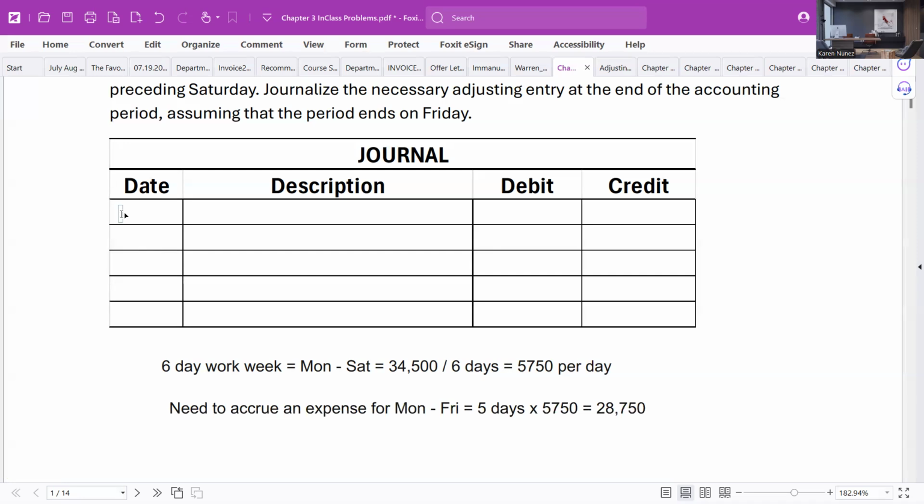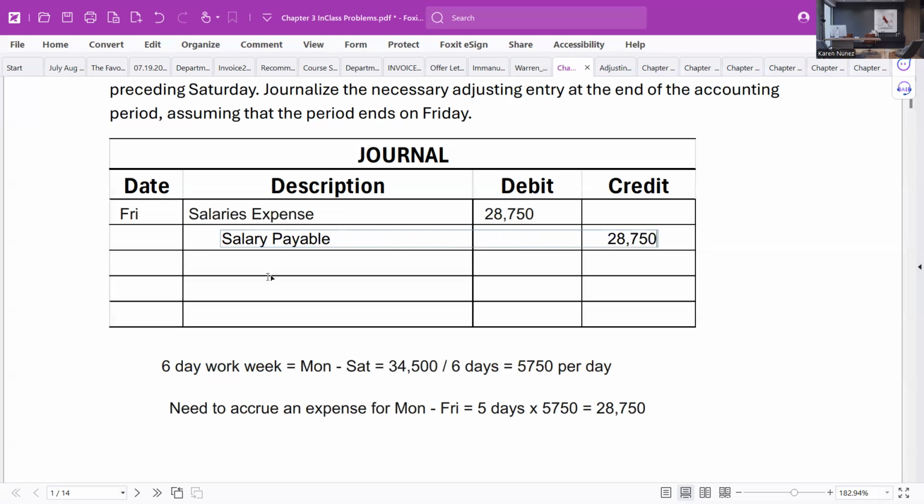So again, to accrue an expense, now we don't have a date here, but I want to emphasize here that this is on Friday. On Friday, we're recognizing this expense, right? This expense for the $28,750. And we also have to recognize the liability, the obligation. $28,750.